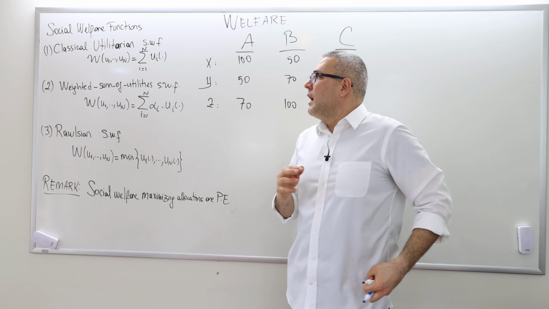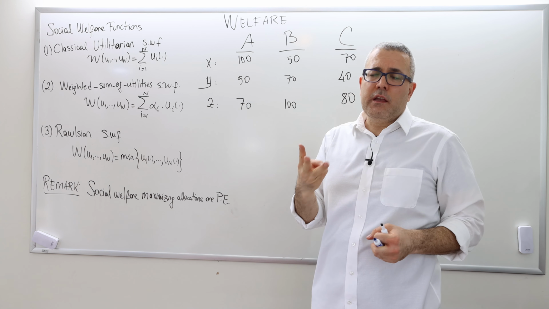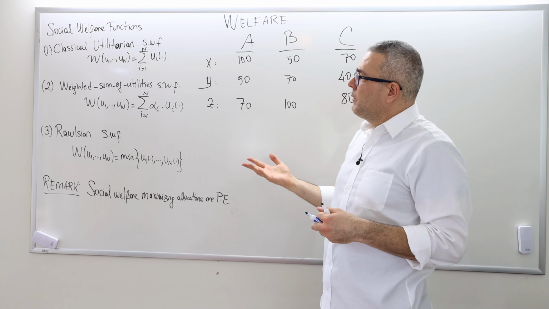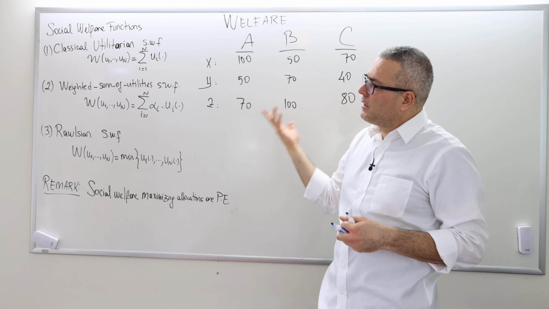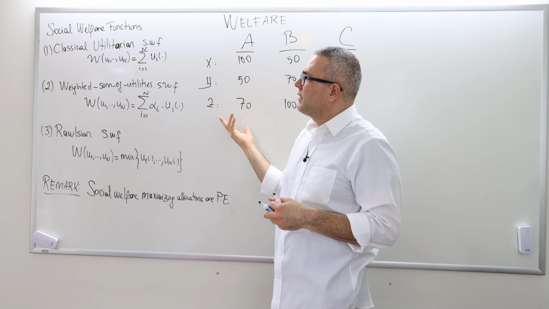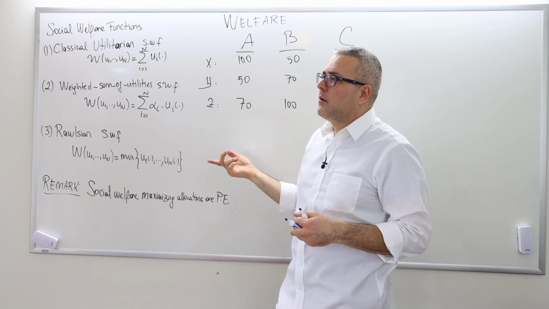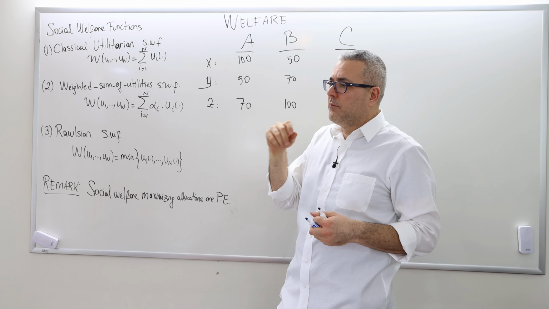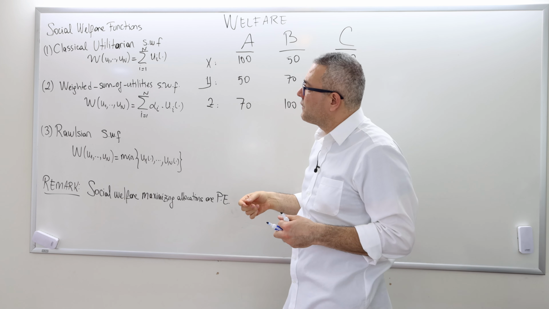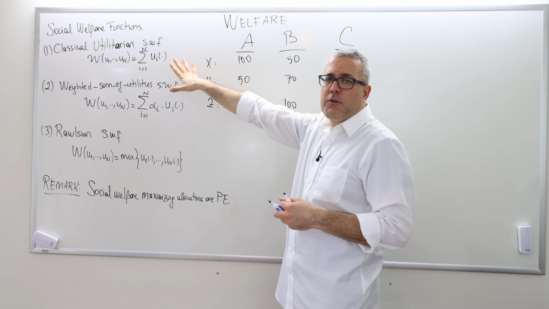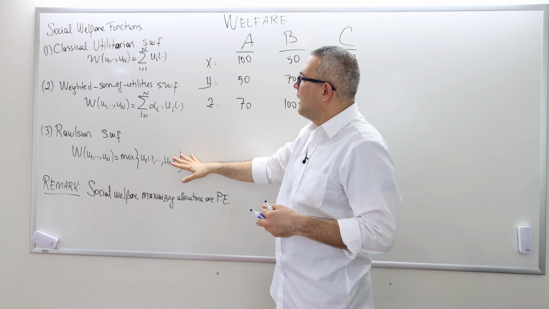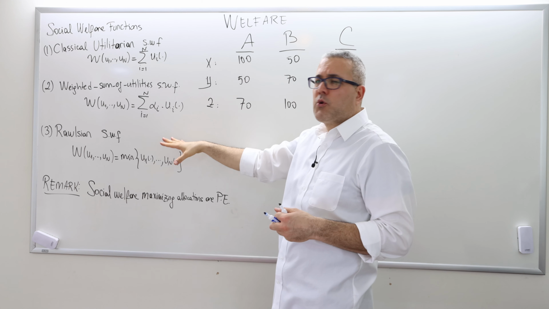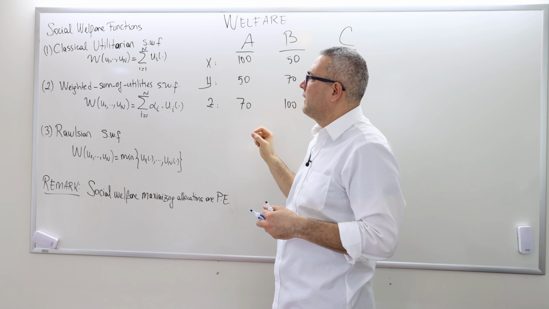All right, so I have three. Well, we can generate infinitely many possible social welfare functions, but these are the standard welfare functions that our textbook also refers to. Let me first talk about these welfare functions and their properties, and then I'm going to show how they work through a numerical example.